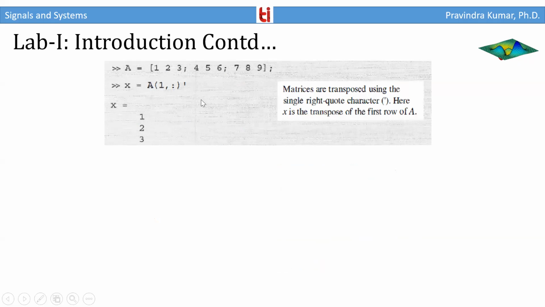Now, you know, my matrix A is 1, 2, 3, 4, 5, 6, 7, 8, 9 now. If I write x, another matrix, this is a submatrix of A, where this denotes the row, the first row. You are going to consider the first row, and you have written this character, the right quote. So using this dash, you can have the transpose of the first row. So the first row is transposed with all columns. So 1, 2, 3, 3 columns. This is the transpose. So the transpose of the first row is 1, 2, 3.